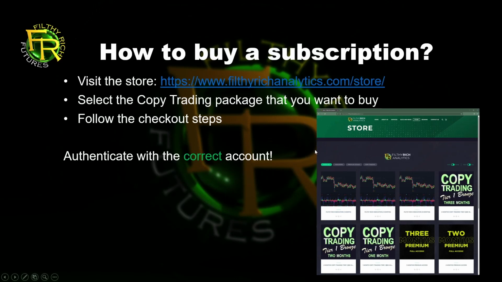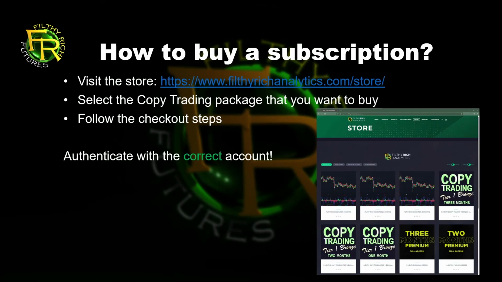Alright, so how do you buy a subscription? First you need to visit the filthyrichanalytics.com store and you go over to the copy trading package. Right here you can see it on the right, copy trading tier 1 bronze for 1, 2 or 3 months. The other sections will be available as well, so the silver and the gold, the tier 2 and 3 will be available soon as well.